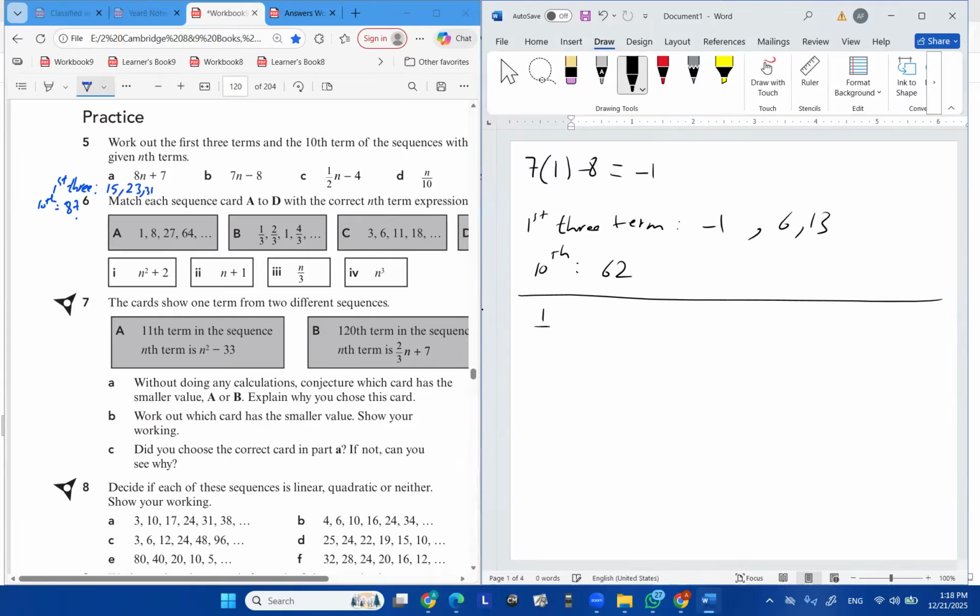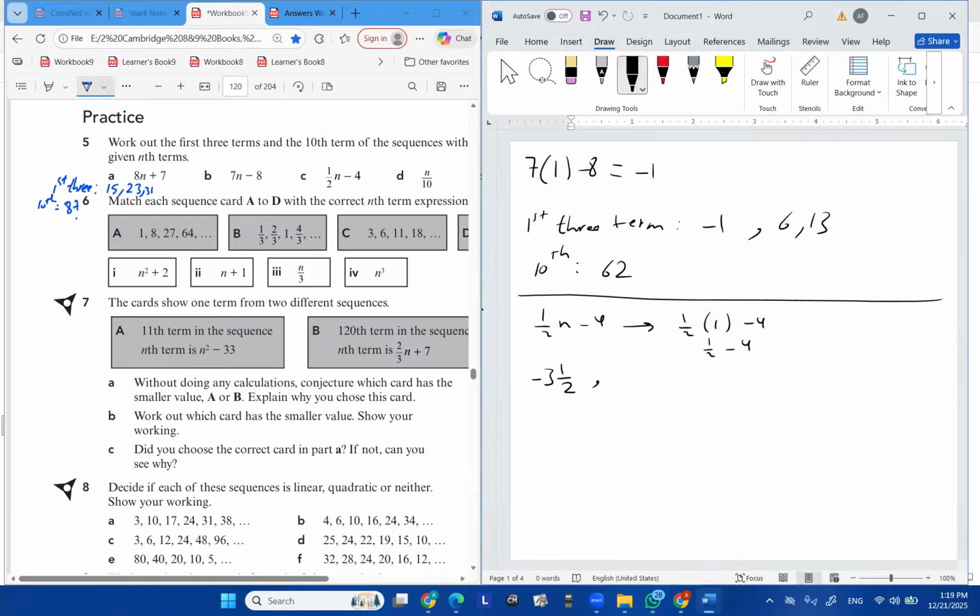Next, they said half n minus 4. The first three, term 1 is going to be half times 1, which is half. Minus 4 is negative 3.5. Half times 1, here, as if you're saying half times 1. Then minus 4. Half times 1 is just half. What is half minus 4? Well, I'm going to subtract, so it's going to give me 3.5. But the sign of the bigger number is negative, so negative 3.5.